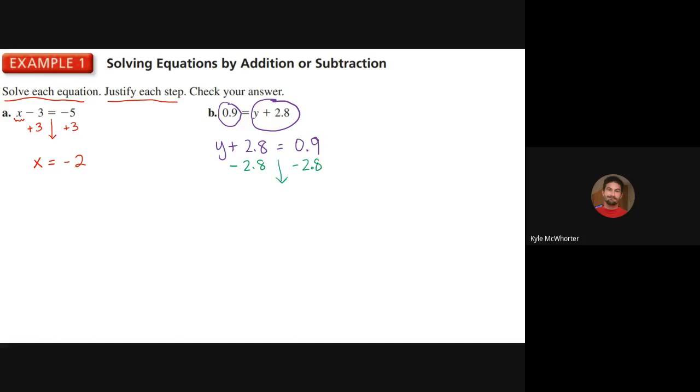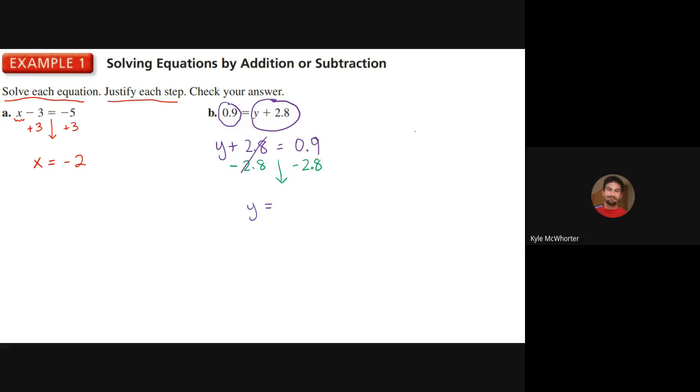And I'm making sure to do it once on the left of the equal sign and once on the right of the equal sign. The inverse operations just undo each other. So when we just have y over here, and then we're doing 0.9 minus 2.8. Okay, so we have a positive, and then we're subtracting a bigger number, so our answer is going to end up being negative. We start with 0.9. We're taking away more than that. So our answer is going to end up negative.